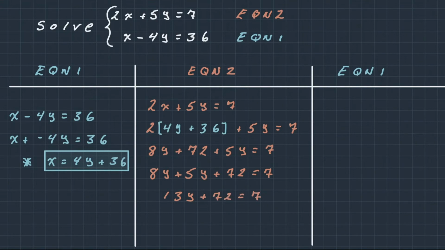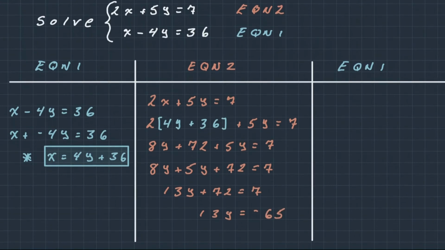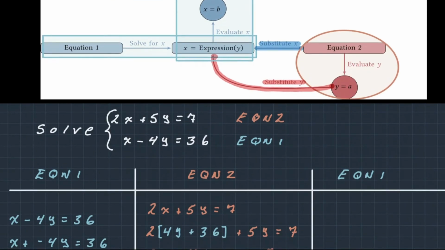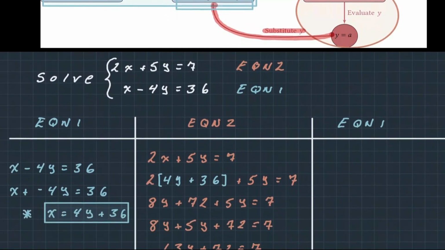We are now in the process of solving this equation for the unknown variable y. Adding negative 72 to both sides, we get 13y equal to negative 65. And now we can go ahead and divide each expression by 13, giving us the equation y equals negative 5. So this is still equation 2. It just looks different, except now I know the value of y, which I can now substitute back into equation 1. And that's going to allow me to get a value of x.